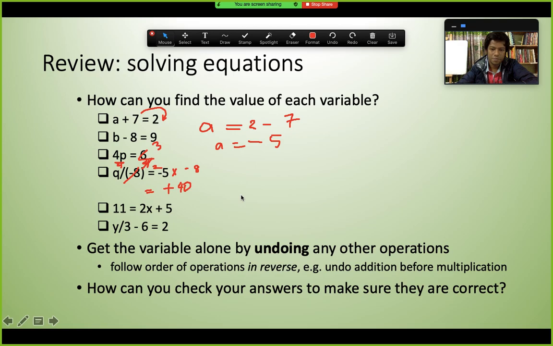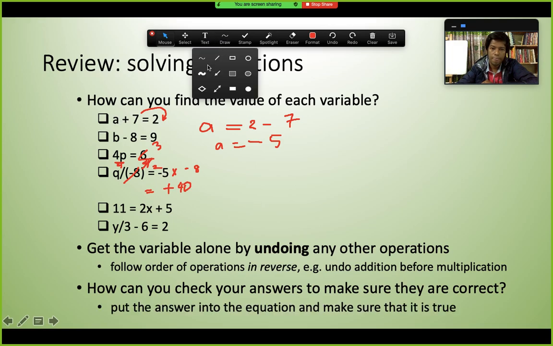We can try again. What it is telling here is, how can you check your answer to make sure that your answer is correct? Always, if you get a solution, you can put the solution back in the question to check if the answer is correct or not. If the answer is correct, your left hand side and right hand side will always be the same. Let's test one. For example, we have found a equals minus 5. If you put minus 5 here for a, let's check the answer now.